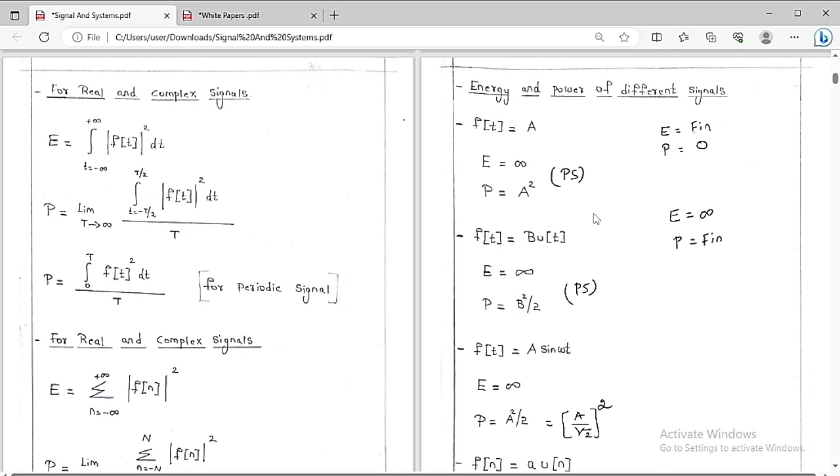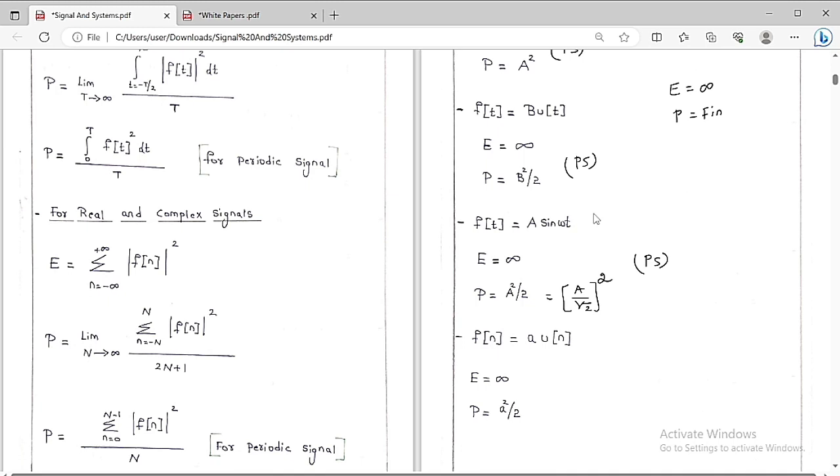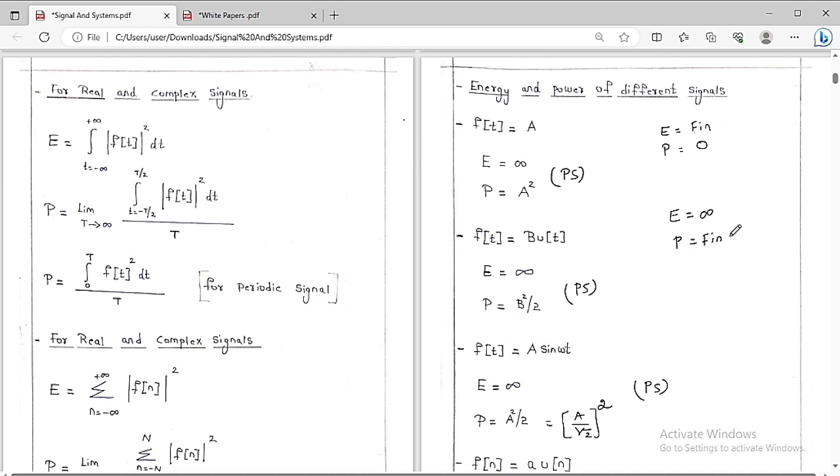Now let's go for the third signal. f of t is equal to a into sine omega t. So here also energy is equal to infinity and power is equal to finite. So this is also a power signal. Finally, f of n is equal to a into u of n. Here energy is equal to infinity and power is equal to finite. So this is also a power signal. Therefore, all the signals that we have discussed are power signals.